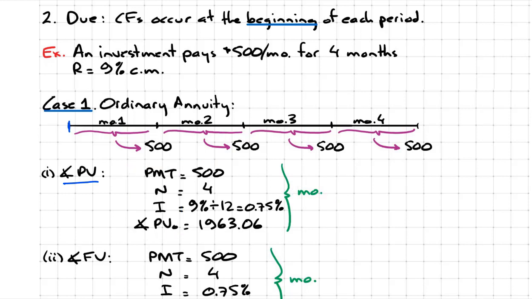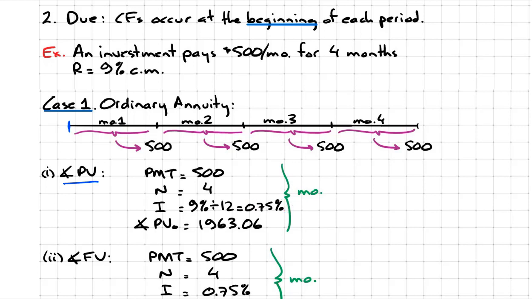So here we go. Let's enter our values. So we're getting $500 per month. There are 4 months, right? And the interest rate is 9%, but the 9% is annual. So we have to express it on a monthly basis. So what do we do? We divide it by 12. So therefore, on a monthly basis, the required rate of return is 0.75% per month.